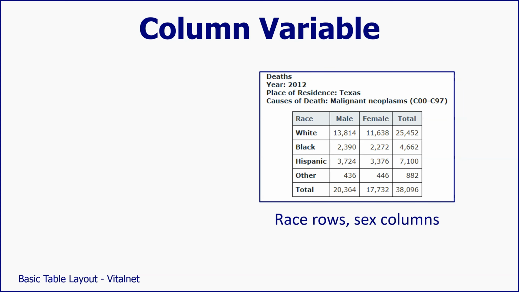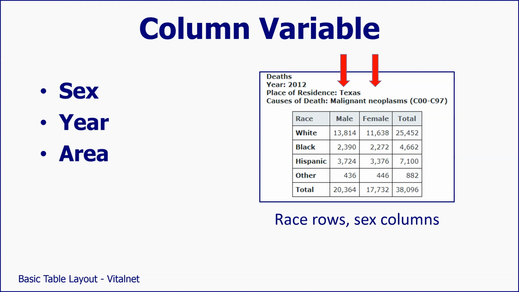Every table has a column variable. The example shown has sex columns. Male column, female column, or column variable could be year columns, area columns, race columns, many more choices. Each data set has different data variables. Vitalnet lets you set columns to any data variable within the data set.